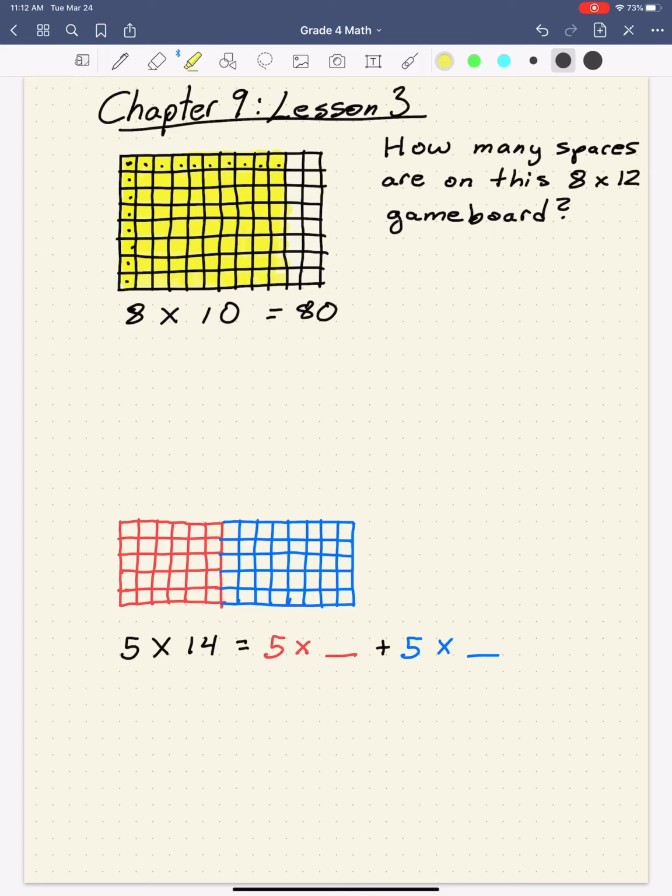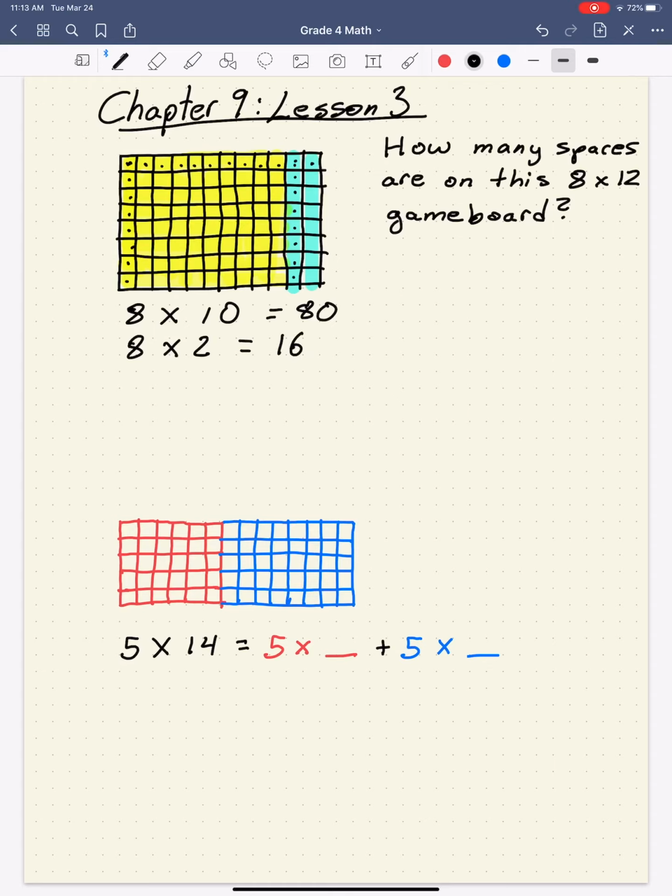The remaining portion of the game board is, again, 8. 1, 2, 3, 4, 5, 6, 7, 8. 8 times 2 columns. 8 rows with 2 in each row. So that's 8 times 2, which is 16.